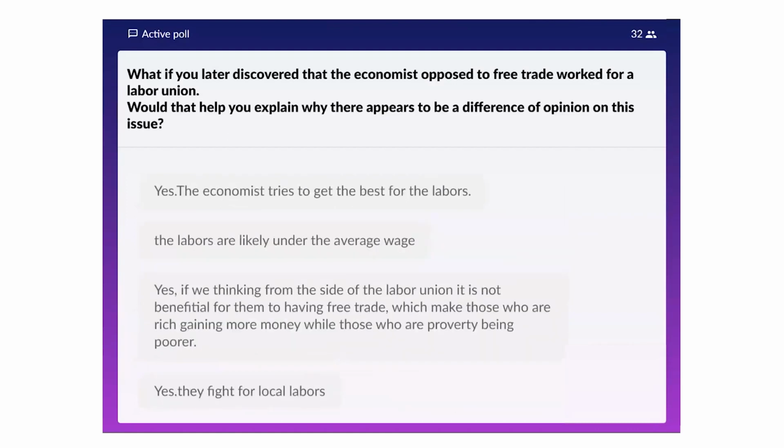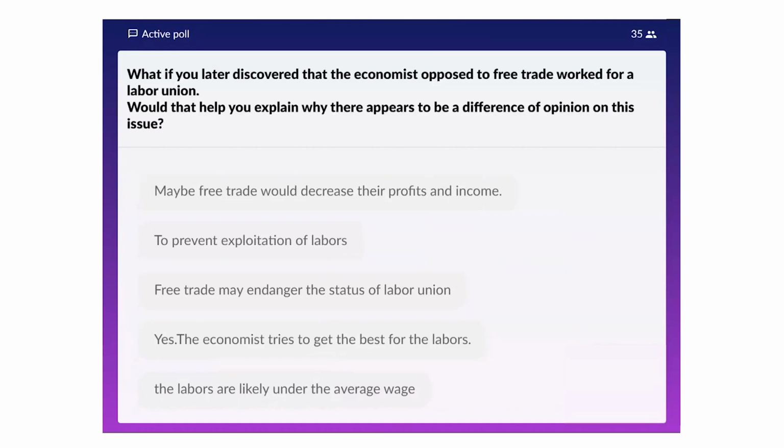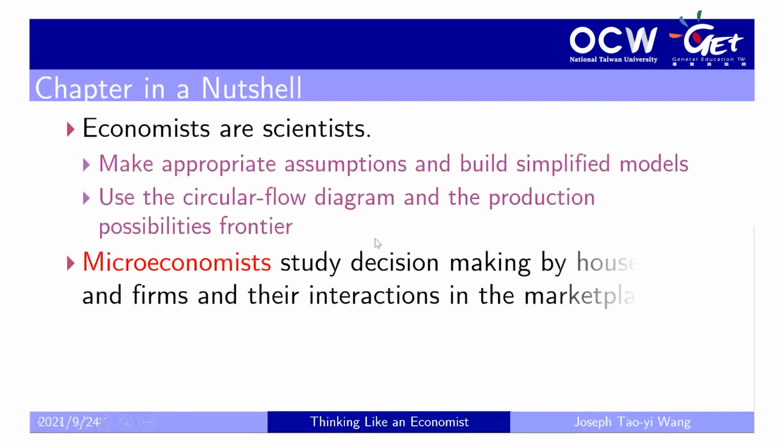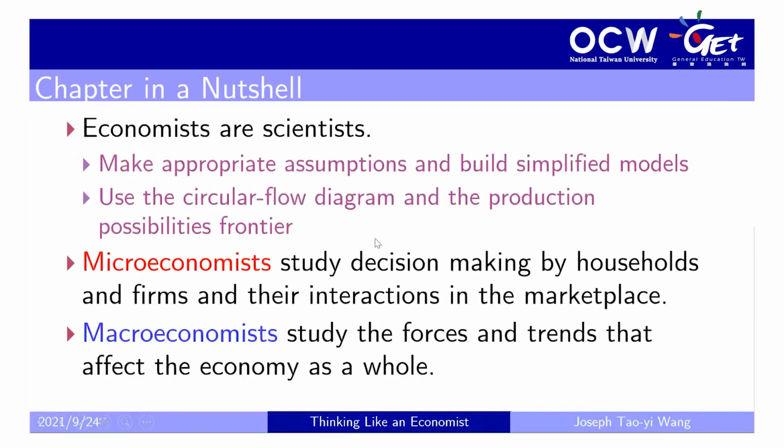I really appreciate all your answers that are coming in, but we need to finish this chapter before class ends. So let's go on. This is the summary. Economists as scientists make assumptions and use models, and we already have two examples here, the PPF and, if you remember, the circular flow diagram. Microeconomists think about decision-making of households and firms and how they interact. Macroeconomists study the forces and trends that affect the whole economy.